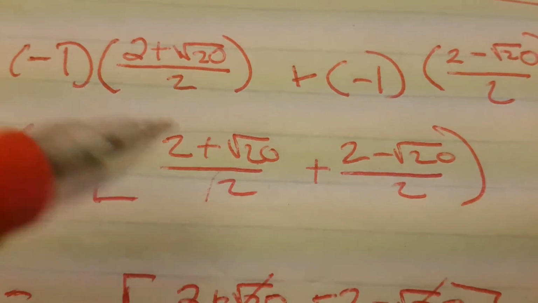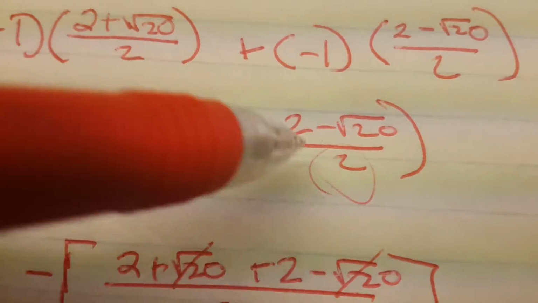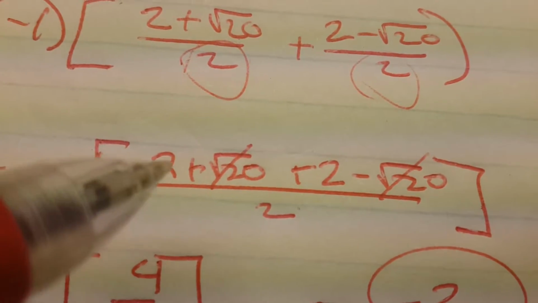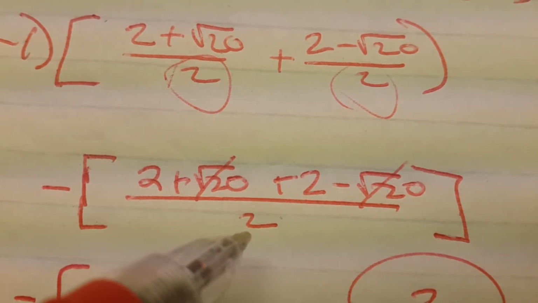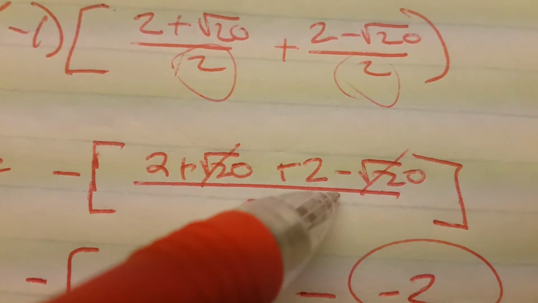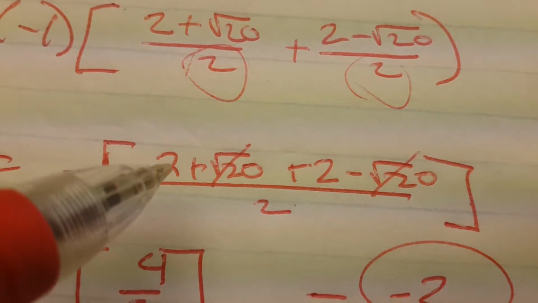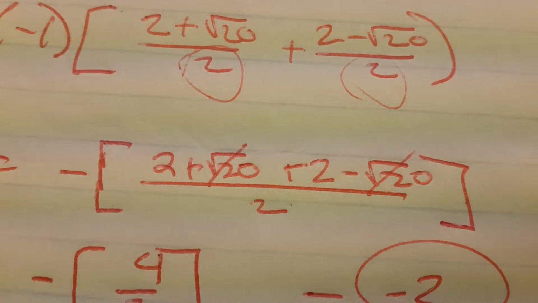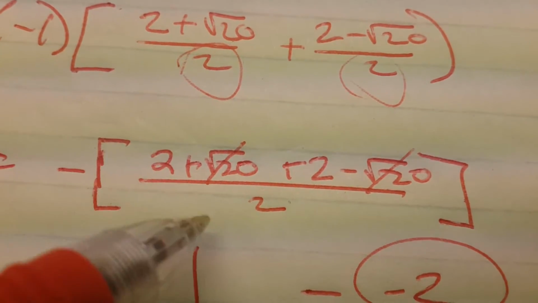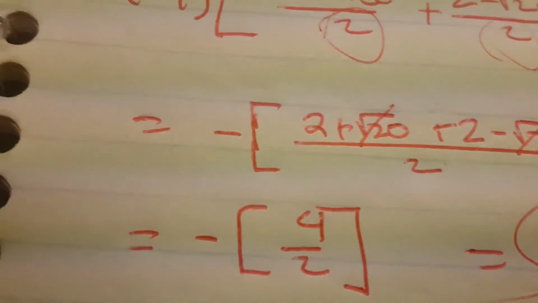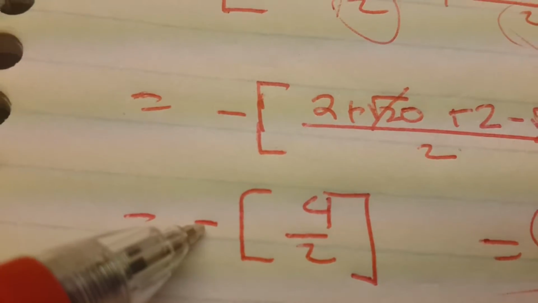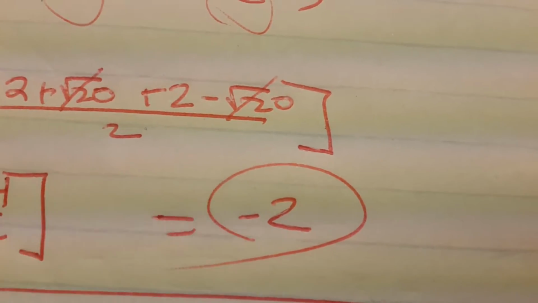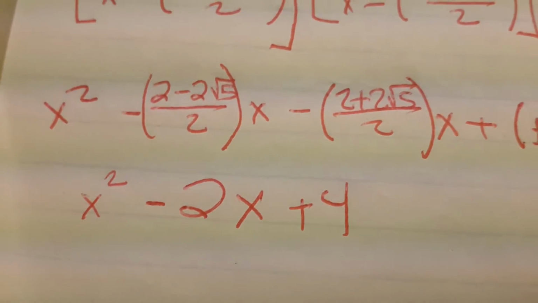Now what's interesting is that these denominators are the same, so we can combine them: (2 plus root 20 plus 2 minus root 20) all over 2. Plus root 20 minus root 20, those cancel out, and we're left with (2 plus 2) over 2. Suppose you could just factor out the 2's and do the same. Anyway, the point is it doesn't matter how you do it. So we end up with 4 over 2, and we don't forget our negative outside there. So our answer is negative 2, and that goes in front of the x.